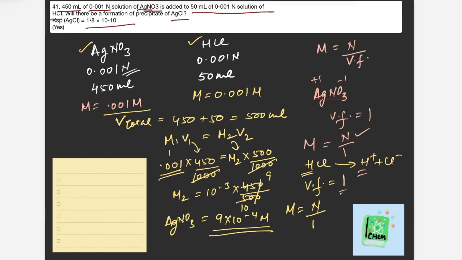Now the molarity of AgNO3 solution is 9 into 10 to the power minus 4 M. Moles per liter means in 1 liter of solution, moles of AgNO3 present is 9 into 10 to the power minus 4 moles. So the new molarity of AgNO3 is 9 into 10 to the power minus 4.